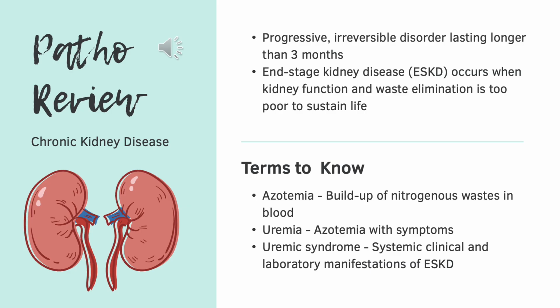First is azotemia. This is the buildup of nitrogenous waste in the blood. It's often an early indicator of CKD. Next is uremia. This occurs when azotemia is accompanied by symptoms like fatigue, nausea, or confusion. And lastly, uremic syndrome involves systemic clinical and laboratory manifestations of end-stage kidney disease, which impacts multiple body systems. So again, keep these terms in mind as we go throughout this lecture. They're really key to being able to understand the progression of chronic kidney disease as well as its clinical implications.